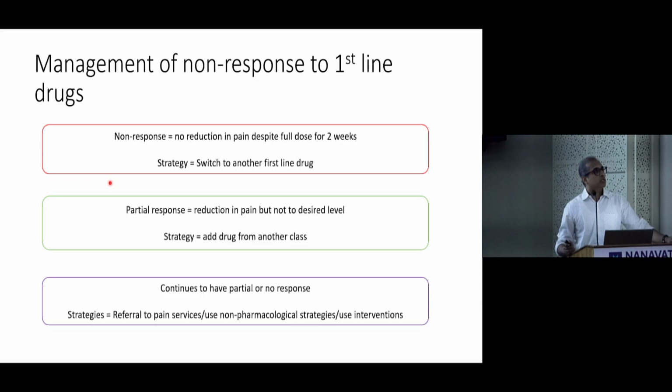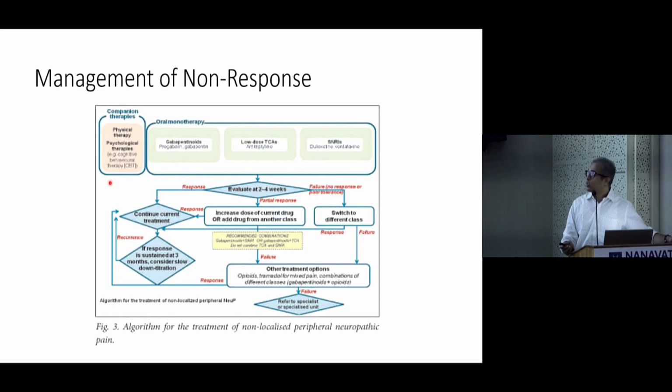Okay. The next group is a partial response. Patient gets, say, instead of a 50% pain reduction, a 20% pain reduction. You can add another group of drugs. So now what can you add? I'll show in the next slide. And the third is that the patient continues to say that I don't have any response. You have used 2-3 drugs, or it continues to have a partial response. Use something else. Use an intervention. You refer the patient to somebody who has more experience in using these kind of drugs. Use non-pharmacological methods for treating this patient.